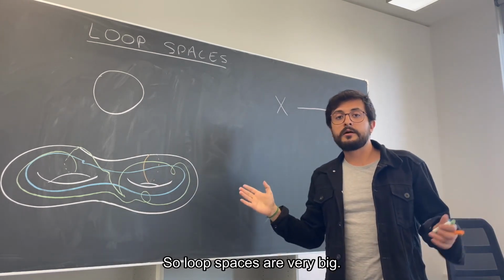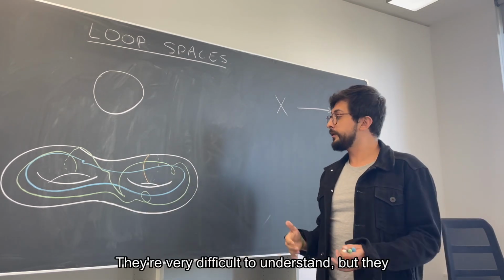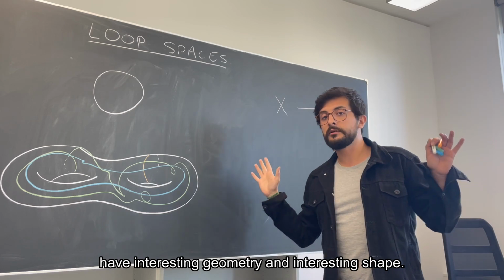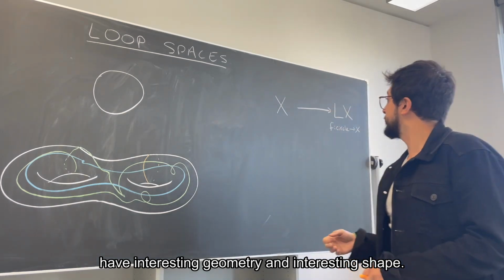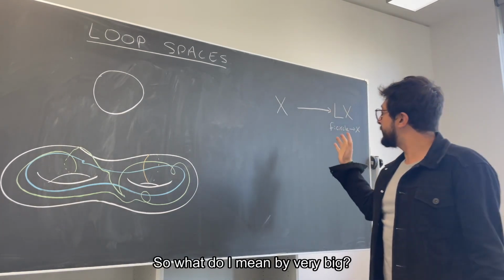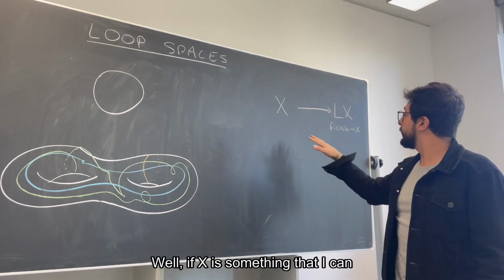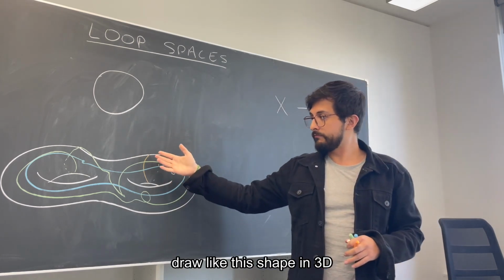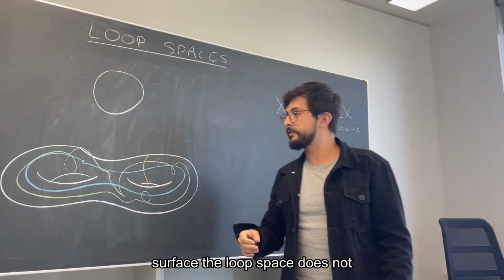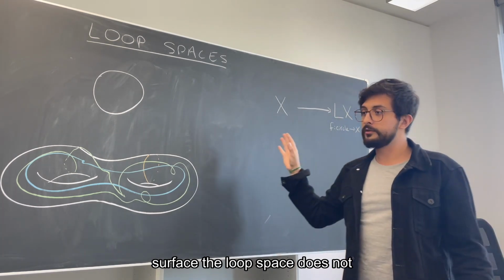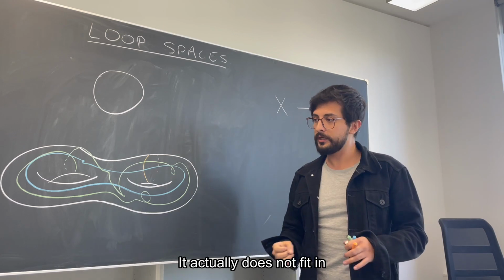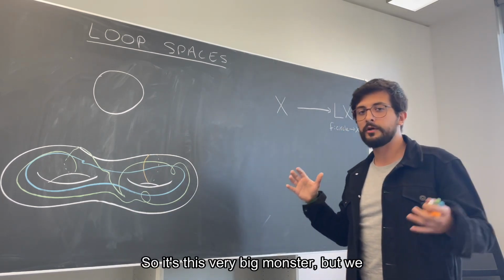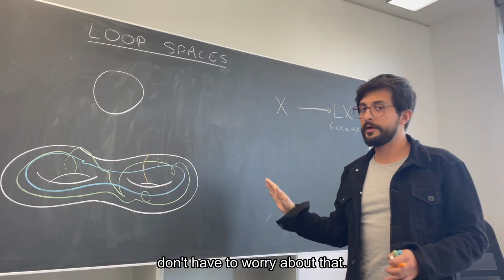So loop spaces are very big, they're very difficult to understand, but they have interesting geometry and interesting shape. So what do I mean by very big? Well, if X is something that I can draw like this shape in 3D, this surface, the loop space does not fit in 3 dimensions. It actually does not fit in finitely many dimensions. So it's this very big monster, but we don't have to worry about that.